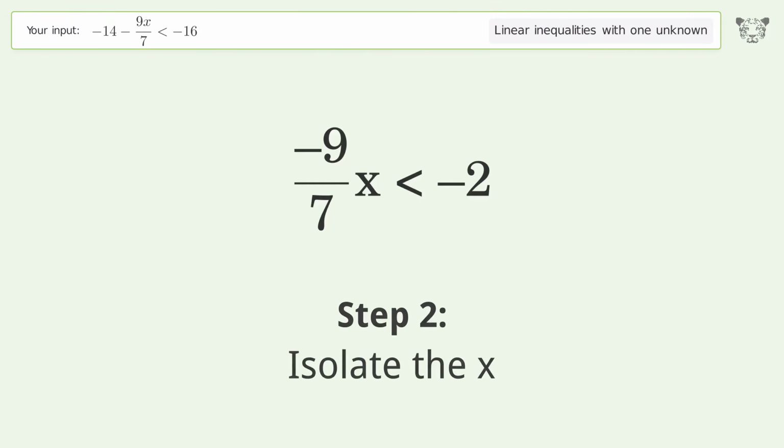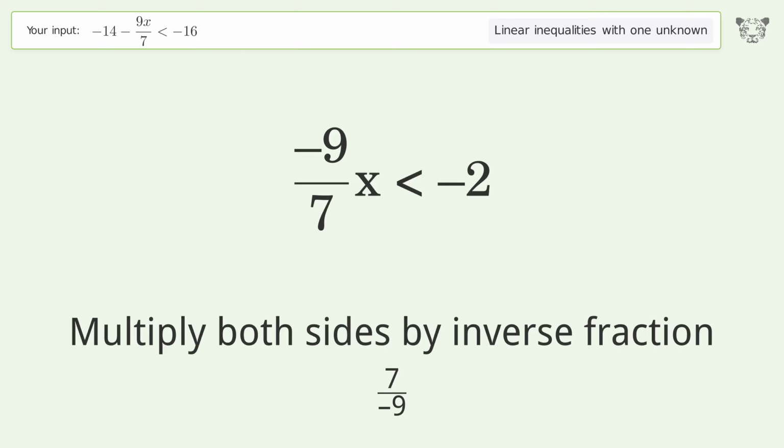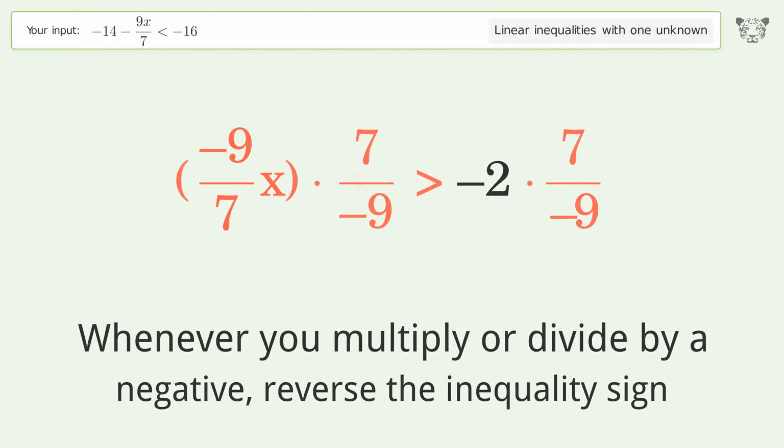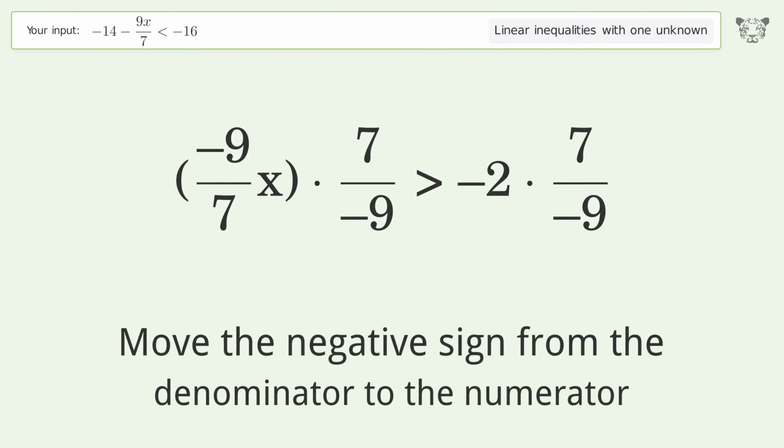Isolate the x. Multiply both sides by inverse fraction 7 over -9. Whenever you multiply or divide by a negative, reverse the inequality sign. Move the negative sign from the denominator to the numerator.